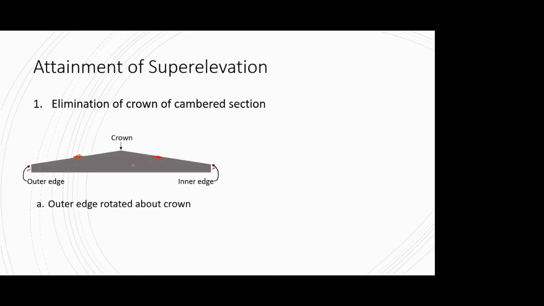But now your vehicle is going to traverse a horizontal curve, and then the superelevation is going to come into the picture. In superelevation, what we basically want is for this outer edge to be at a higher level than your inner edge. We will attain the same thing using this method, where the outer edge is rotated about the crown. So this is the outer edge, and we have to rotate it about this point.